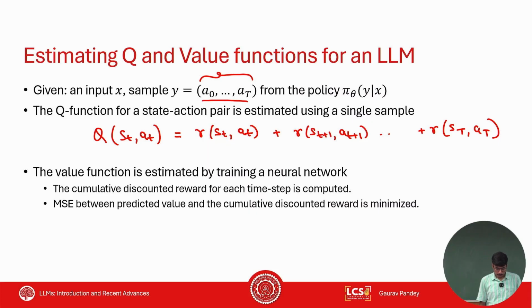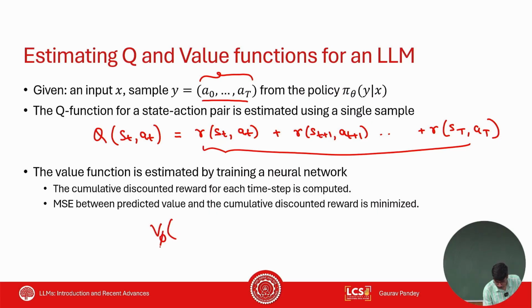Okay. The value function is estimated by training a neural network. What you do is you sample outputs from the policy, compute this quantity again for each of the outputs, and you train a network to minimize the difference. So you have a network which gives you this value V, let's say V-phi of st. You minimize the difference between this V-phi of st and the reward of the entire sequence that you got.